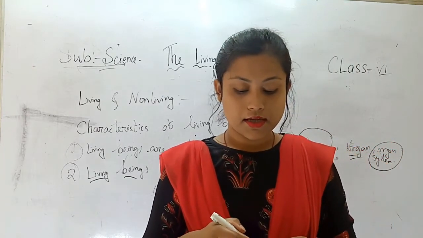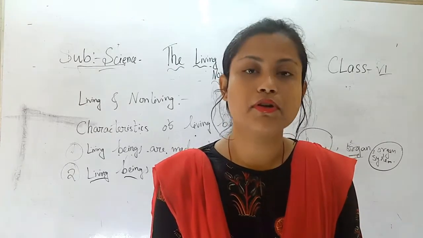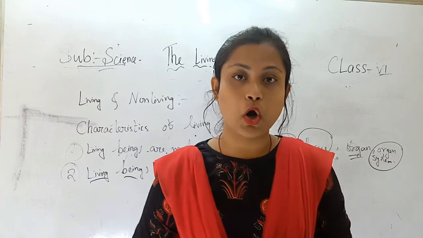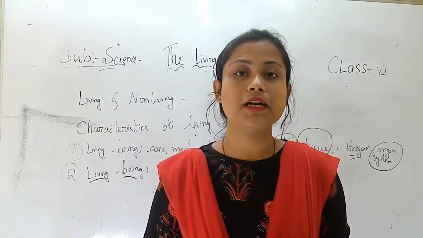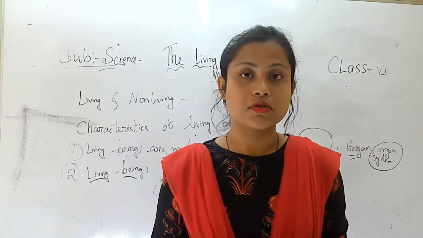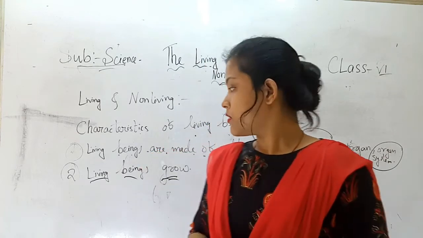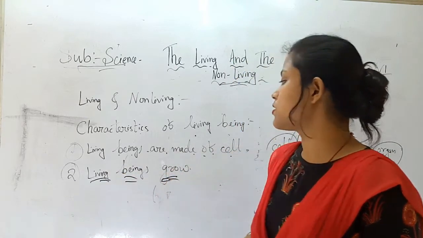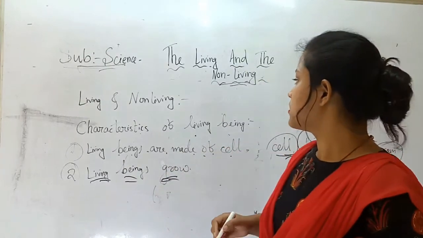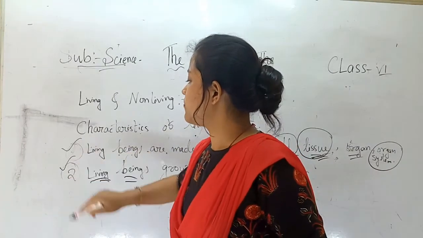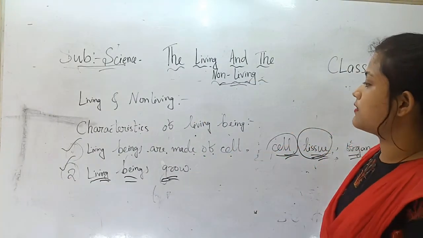Now, if you see a puppy today, after 1 or 2 years what will you see? That this puppy has become a complete dog. Yes or no? Why? Because it grows. This is the main thing, and this is why we can say that living beings grow. So these two are the first characteristics of living beings.